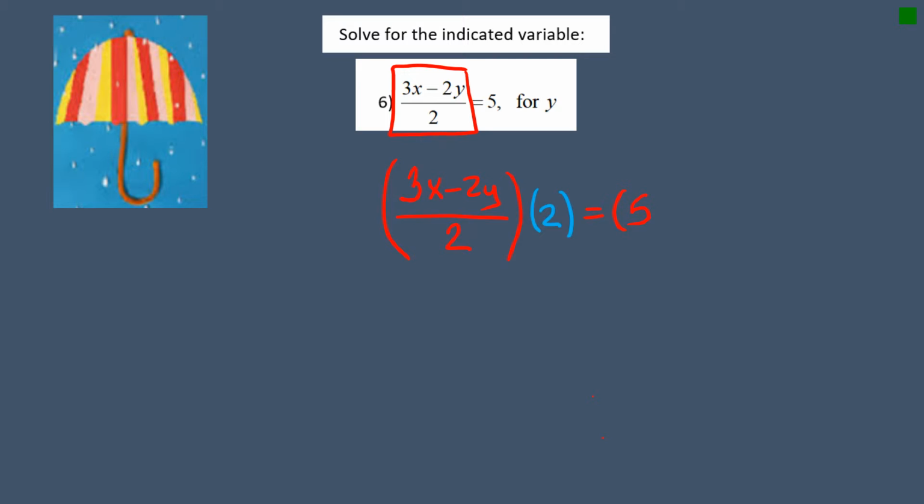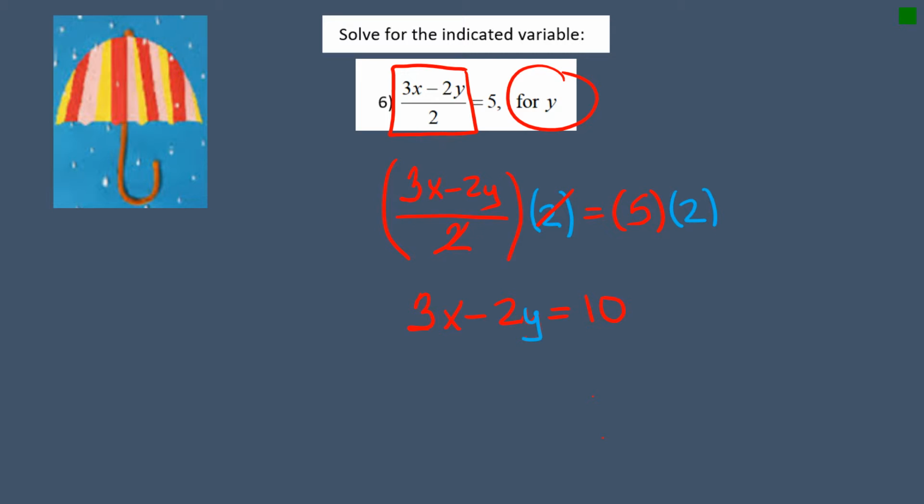Equals 5. That's a term. And I'm going to multiply it by the denominator, which is 2. So what do I have left? 2 and 2 cancel. I have 3x minus 2y, and 5 times 2 is 10. Now, who am I trying to get alone? Y. So here's the y. Let me make it a different color. There's the y that I want.